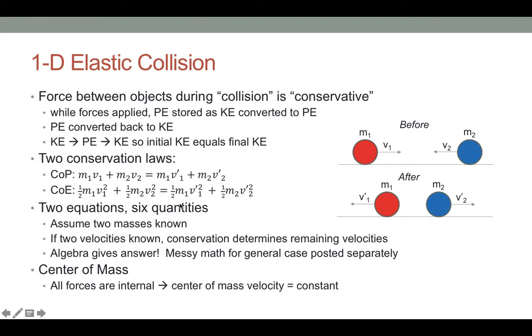Now, if we look at these two equations, they basically restrict what kind of outcome we can have. If we assume the two masses are known in advance, and we know two of the velocities, like for example the initial velocities, the momentum conservation and energy conservation will determine the final outcome. The algebra is messy, and I've attached the math onto a separate sheet, so if you want to look at that, you can. But basically, don't worry about memorizing it. Usually when we have these kinds of problems, the math will be set up so it'll be relatively easy. Another point to bear in mind is the center of mass of the system will remain constant.